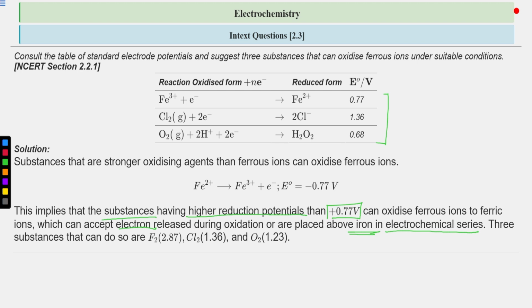Okay, so 3 substances that can do so are F2, first of all, whose E naught value is 2.87 and it is above the ferrous ion. Second is Cl2, whose E naught value is 1.36, and third is O2, whose E naught value is 1.23. All have greater reduction potentials than positive 0.77 volt, which is for ferrous ion as given in this table. Okay, so this is how you can tell the three substances that can oxidize ferrous ions by consulting this given table where the reactions are given with their respective E naught values.